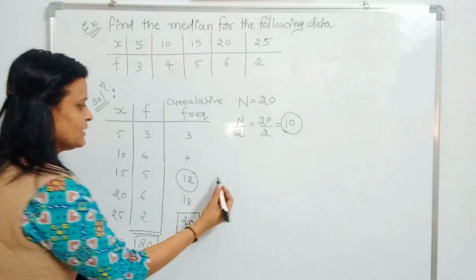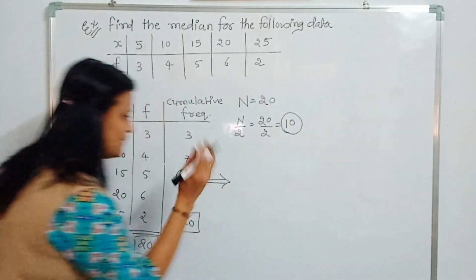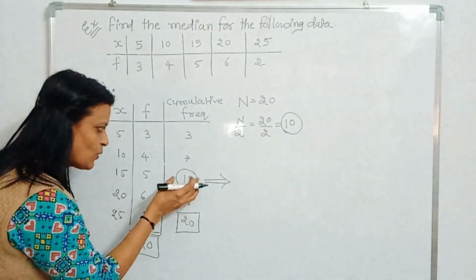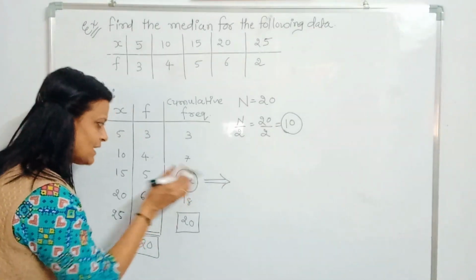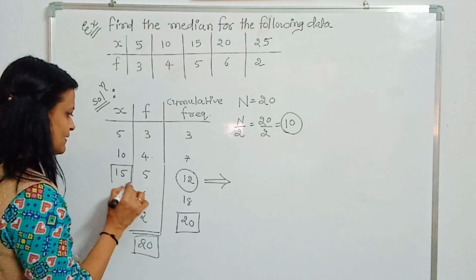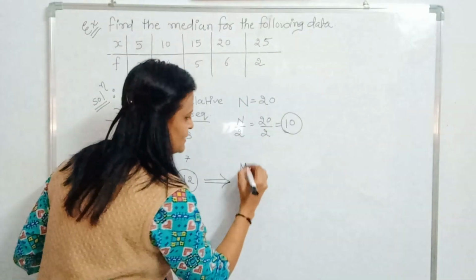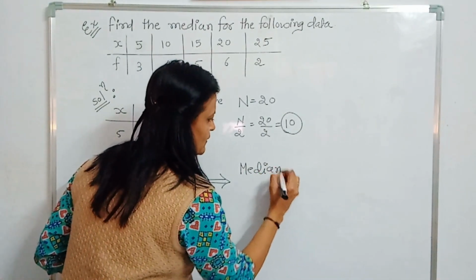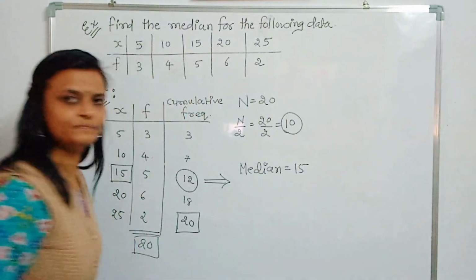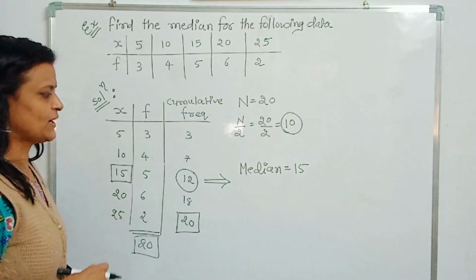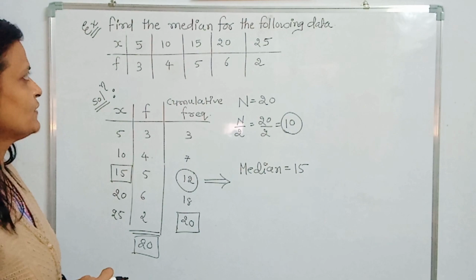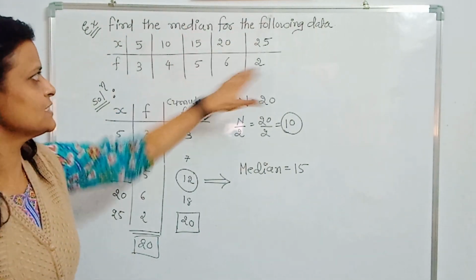So the median will be the data corresponding to this cumulative frequency, and that is 15. So my median is 15. This way you can find the median of the group data given in this form.